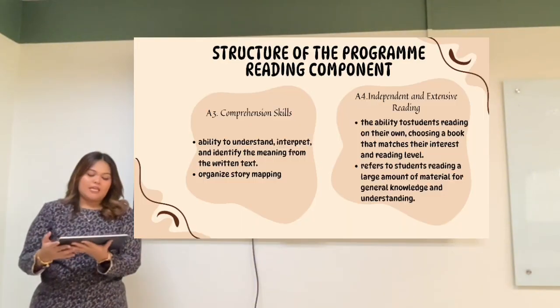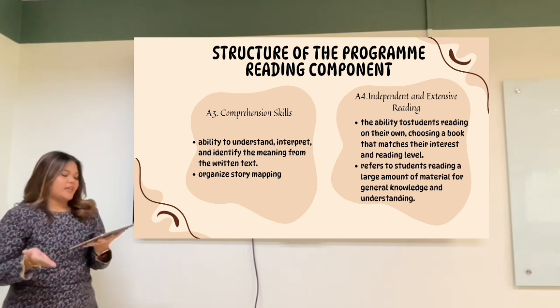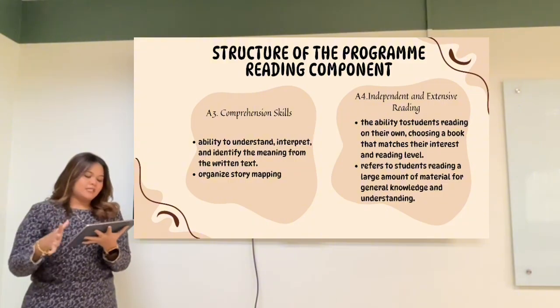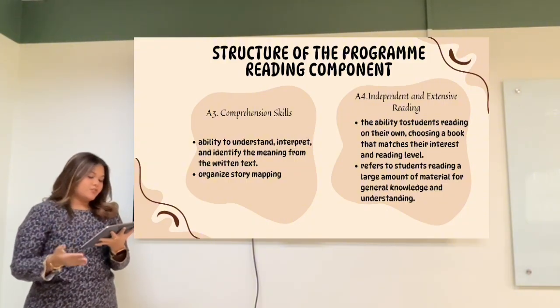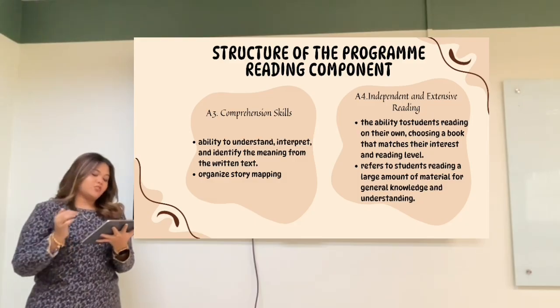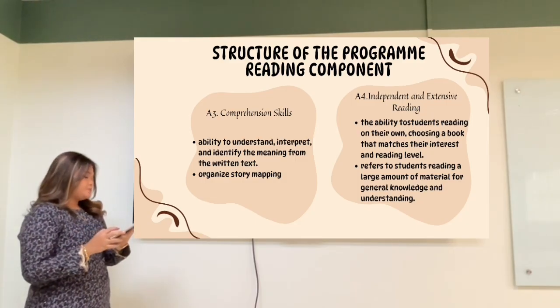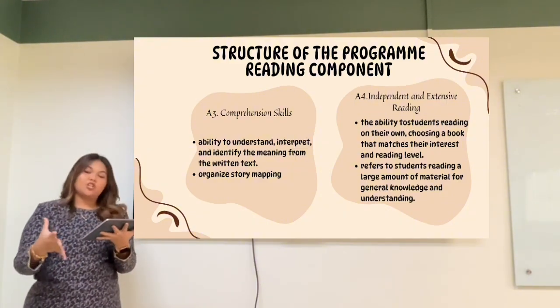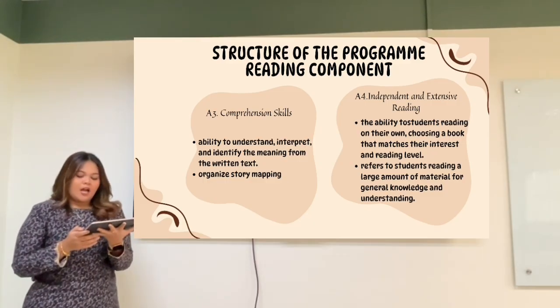So, we move to the last component, which is A4, independent and extensive reading. So, what is independent and extensive reading? Independent reading is the ability for students to read on their own, choosing a book that matches their interest and reading level. Extensive reading refers to students reading a large amount of material for general knowledge and understanding.